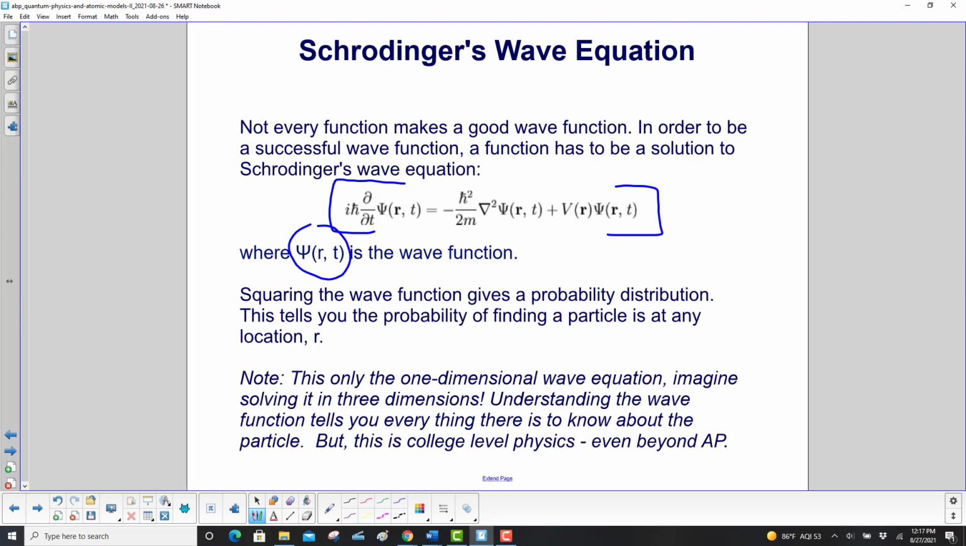Understanding the wave function tells you everything there is to know about the particle. But this is college-level physics, even beyond AP. But at least you can say you've seen Schrodinger's wave equation.